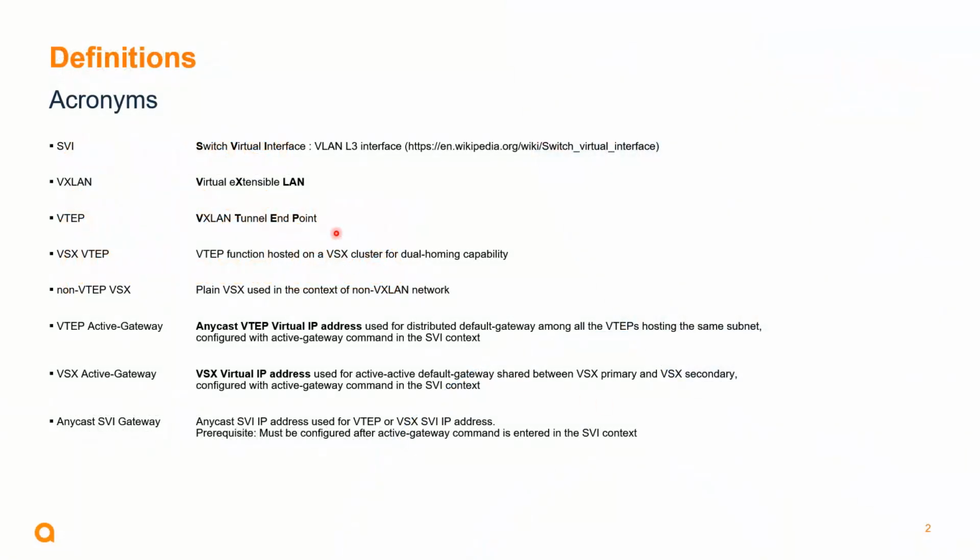So let's start first with some acronyms and definitions. The SVI is the switch virtual interface, so this is the well-known VLAN L3 interface. VXLAN is Virtual Extensible LAN. VTEP is VXLAN tunnel endpoint. VSX VTEP is our multi-dual homing capability with a VSX cluster to host the logical VTEP function. Non-VTEP VSX would be a plain VSX cluster used in the context of non-VXLAN. So this is the legacy VSX part, I would say.